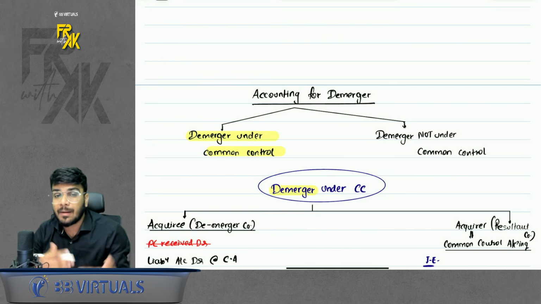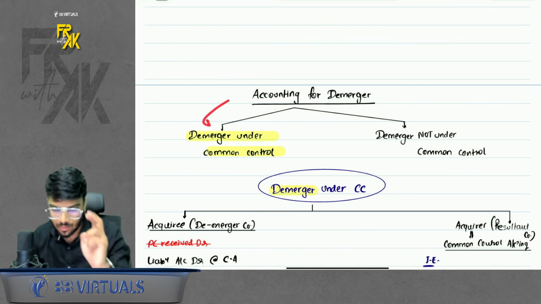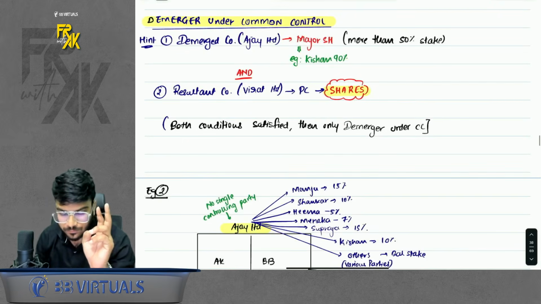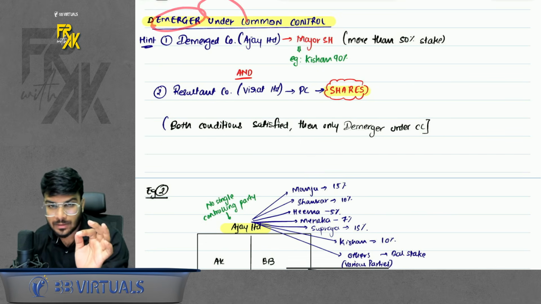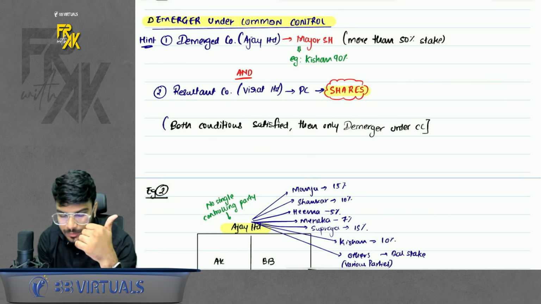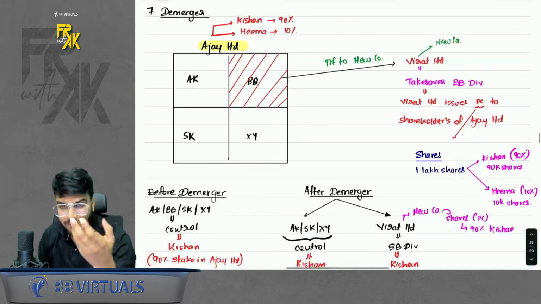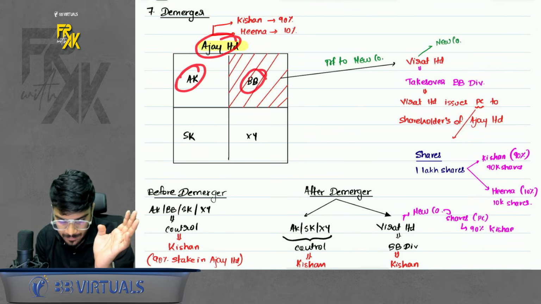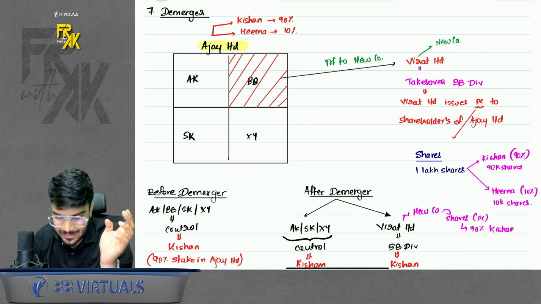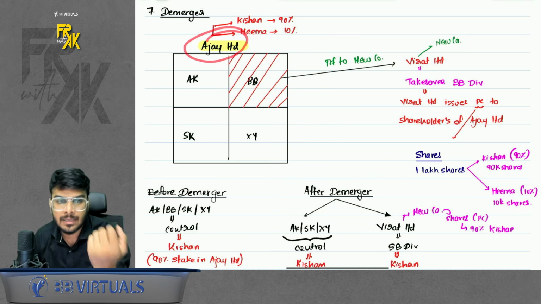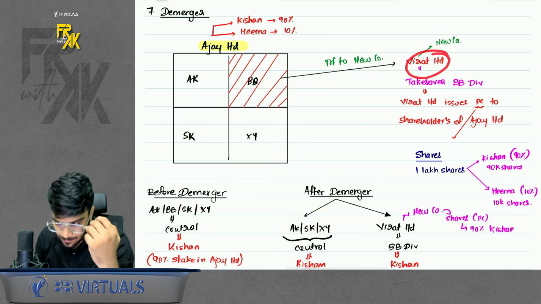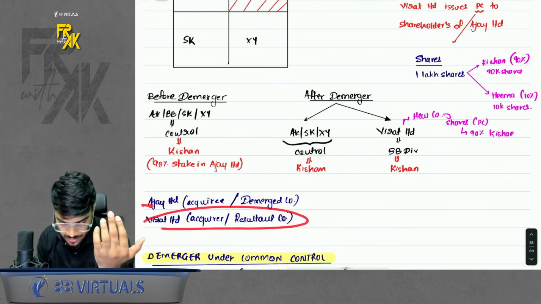Sir, how will we come to know whether it is demerger under common control? So remember, I gave you 2 hints. When will it be called demerger under common control? First, in the demerged company. Demerged means, let's say for example, Ajay has 4 divisions, AK, BB, SK and XY. Now let's say Ajay is transferring 1 division to a new company. So this Ajay Limited becomes the demerged company and the new company becomes the resultant company.